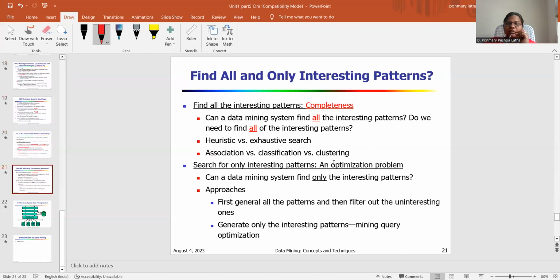Then the patterns must be complete. When we analyze the data, we have to analyze the entire data. If we analyze only half the data and leave out the remaining, that should be avoided. You have to analyze all the data.